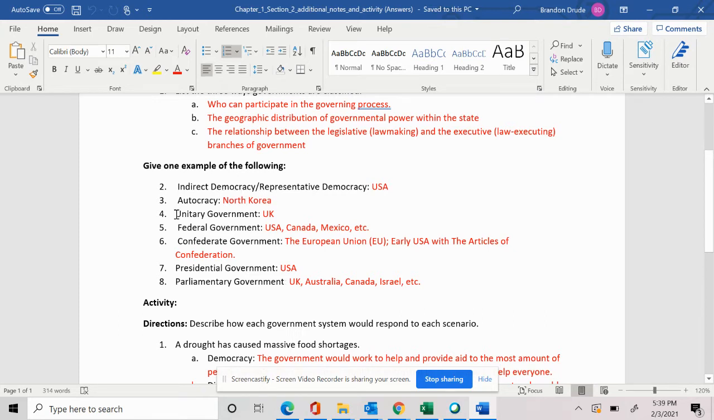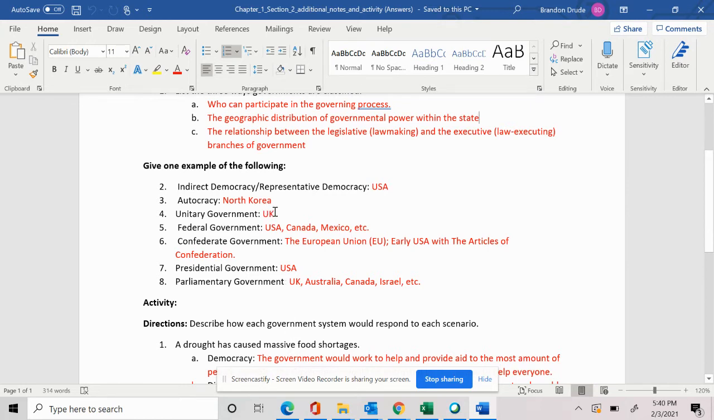Next, we have unitary government, and unitary government just means that the power is centralized. That means the local governments really don't have a lot of say, but it doesn't mean that the people don't have a say. Because look here, the UK is an excellent example of a unitary government. All the power is centralized, and that means they make all the decisions. However, they could still ask the people because the UK is still a democracy.